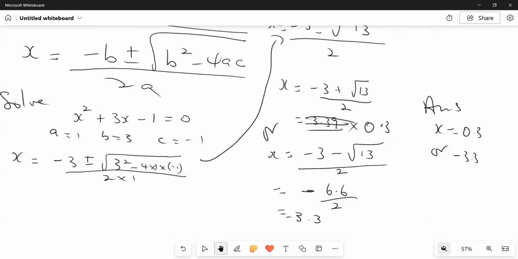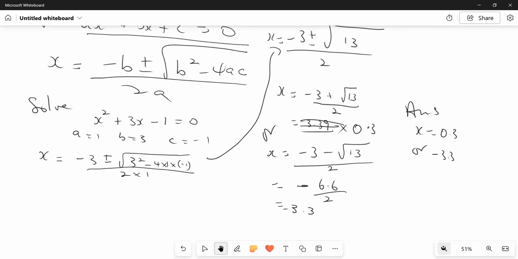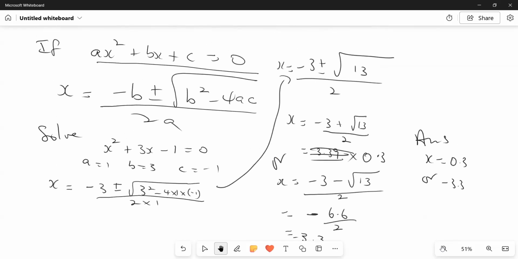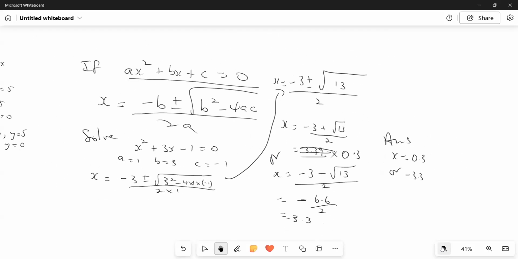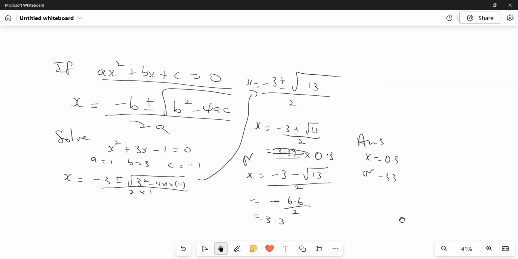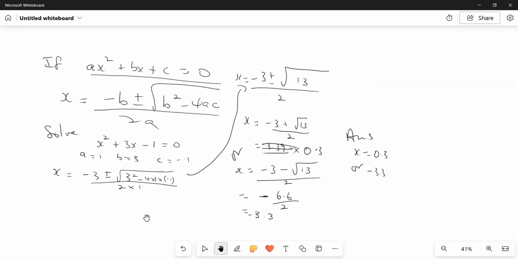Right? So this is using that formula. Please zoom out a little bit, sir. Thank you. Right? So that's using the formula. So if you're in a corner where you're not getting the answer by factorization, fall back on the formula. Fall back on the formula.